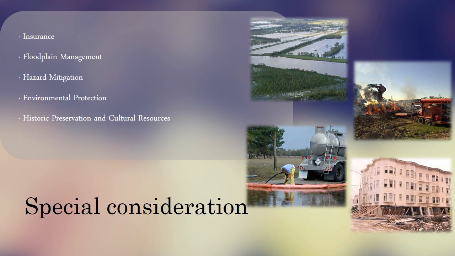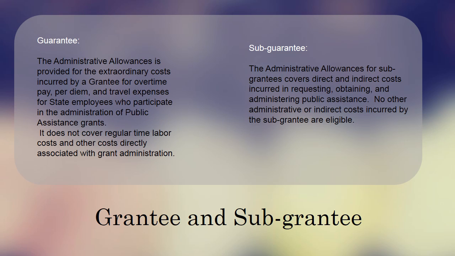When it comes to the special consideration part, we should know that special considerations are issues other than program eligibility that could affect the scope of work and funding of a project. These issues include insurance, floodplain management, hazard mitigation, environmental protection, and historical preservation and cultural resources. You may know that federal regulations allow grant recipients to claim reasonable administrative cost, unless the law authorizing a grant program includes specific provision for this cost.